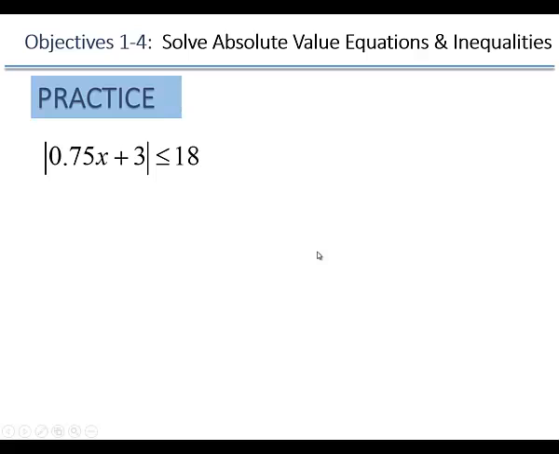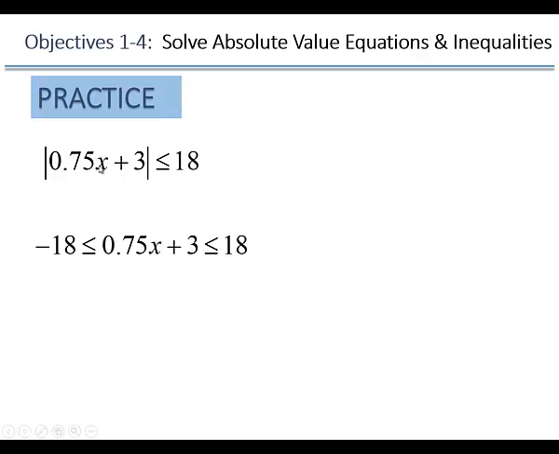The second one on our list was an absolute value inequality, a case where our absolute value is less than or equal to some defined number. So here's a case where we're going to think about that absolute value as distance, and we need our distance to be less than or equal to 18. So one way to approach this, and the easiest way, is to just say then that 0.75x plus 3, the argument, the thing inside the absolute value sign, has to be somewhere between negative 18 and positive 18.